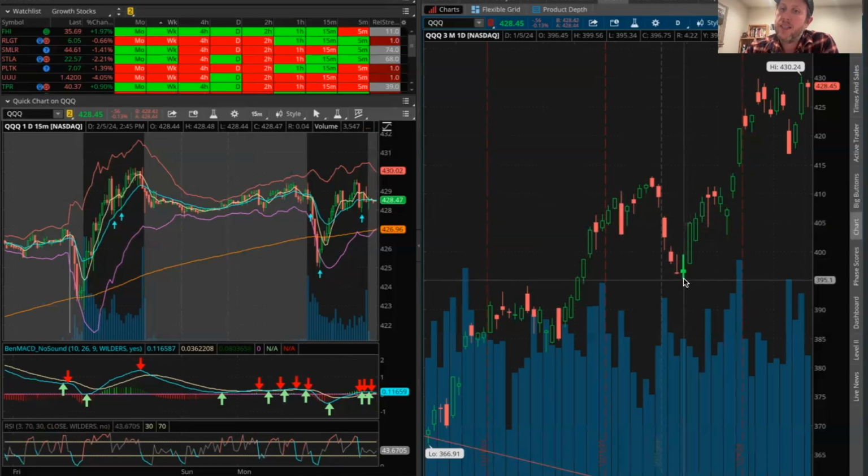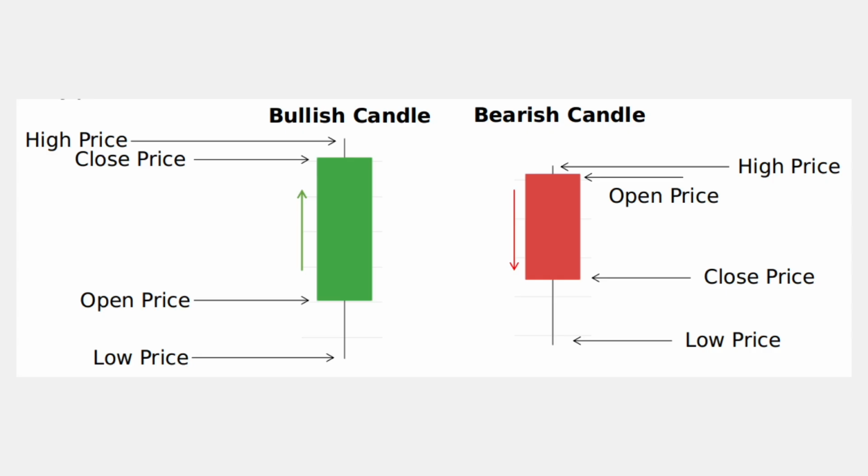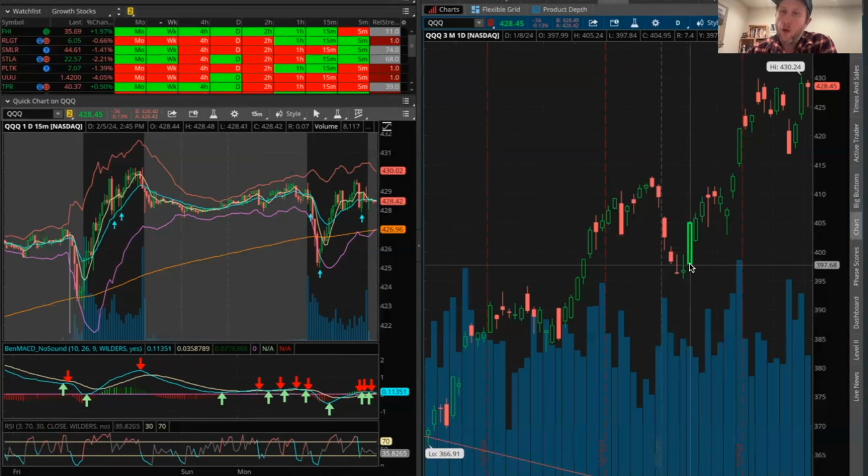These wicks tell us the high and low of the day. So the top of the wick of any given candle is the high of the day. The bottom of the wick is the low of the day. So that shows you your price range for the entire day. All right, so what does this tell us?